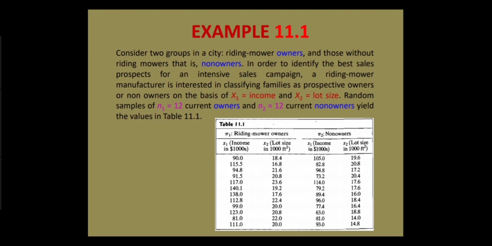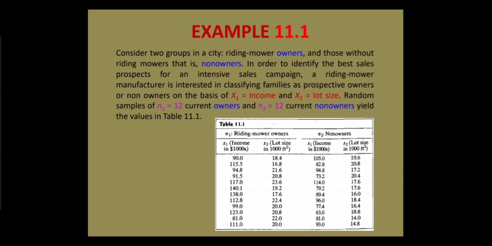Okay, so we can explain more through the example in example 11.1, page 578. Consider two groups in a city: riding mower owners and those without a riding mower, that is, non-owners. Okay, so we define these two populations as owners and non-owners. So we have two populations here, or two groups, of owners and non-owners.